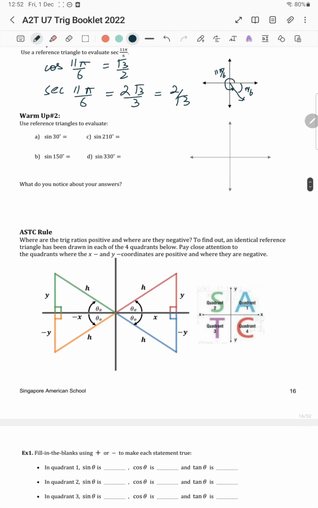Okay, warm up number 2: sine 30 is equal to 1 by 2.